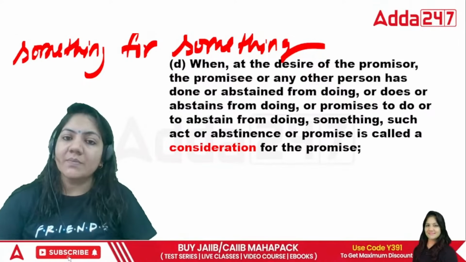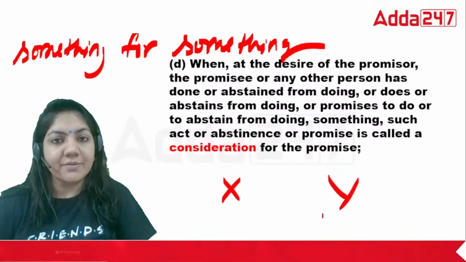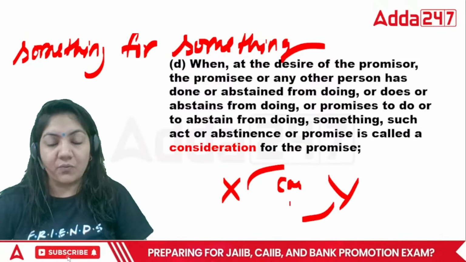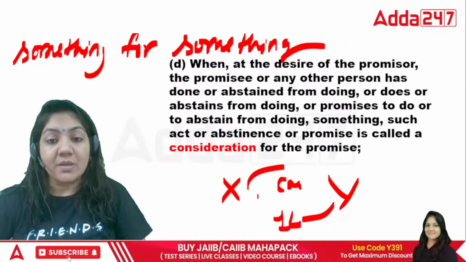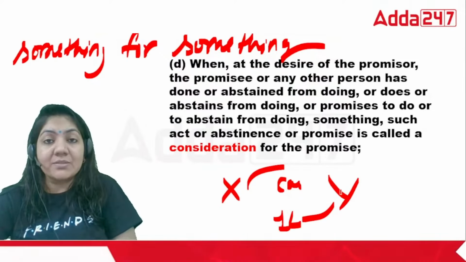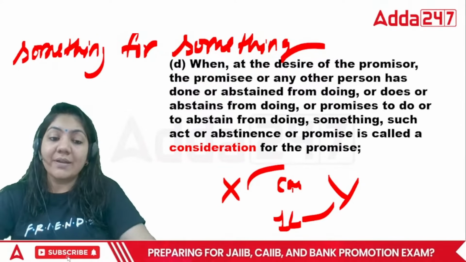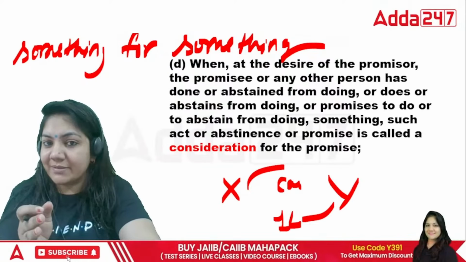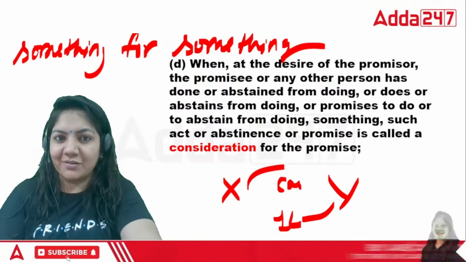What is something for something? Suppose X and Y are there. X is selling his car to Y, and Y is giving 1 lakh rupees for that car. So the consideration for X is 1 lakh. The consideration for Y is the car. That's it. That is called consideration, no? Exactly, Gopal sir.